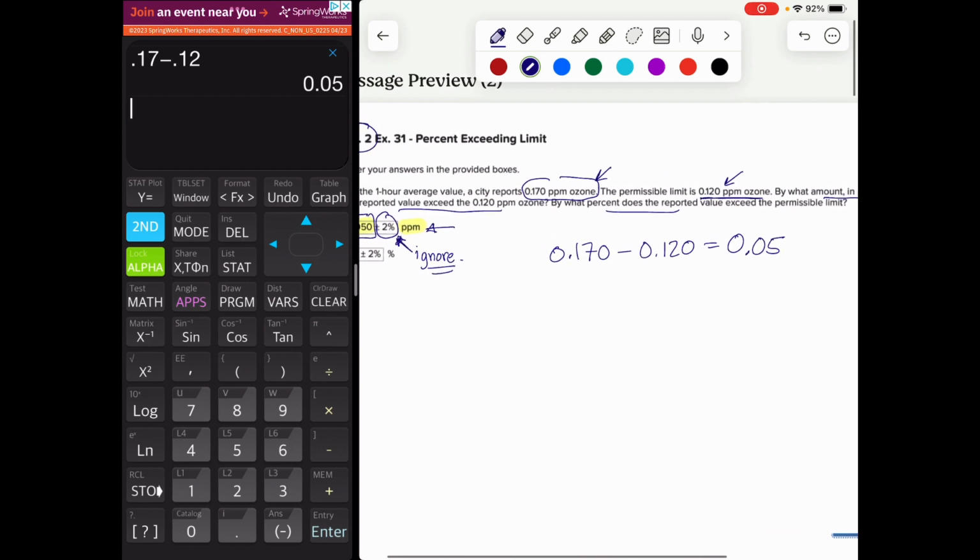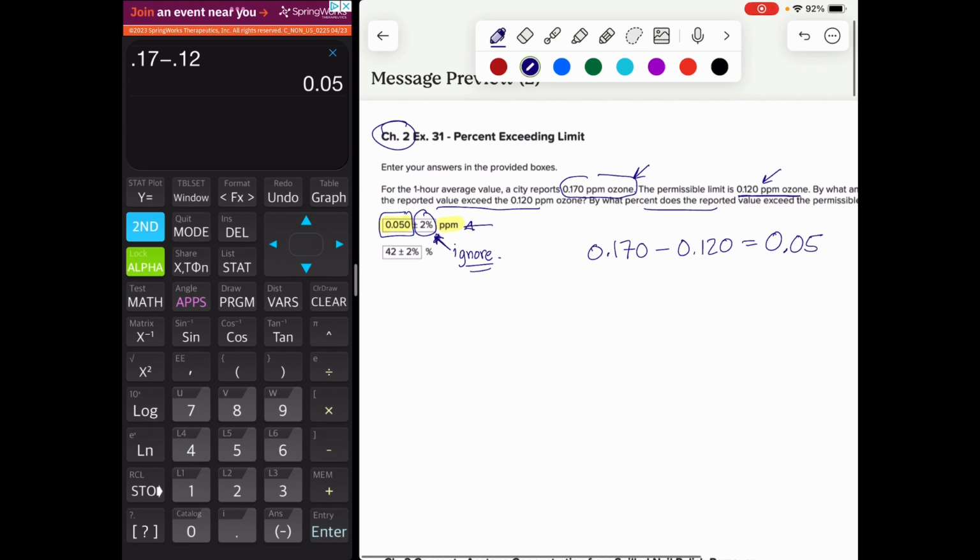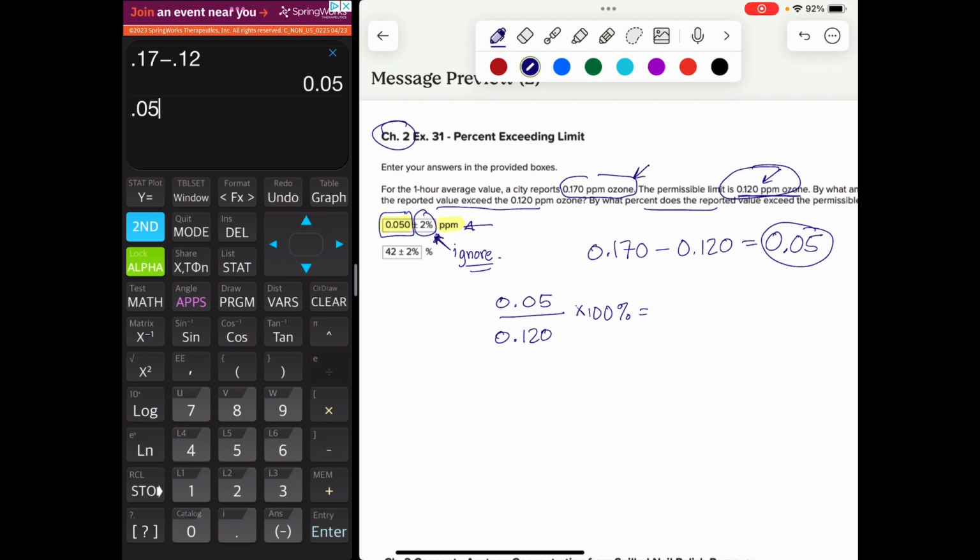And then the next question is by what percent does the reported value exceed? So a percentage is a part over a whole times 100. The part that exceeds it is 0.05. The whole amount that is allowed is 0.120. We multiply by 100 to put it in a percentage. Type that in our calculator.